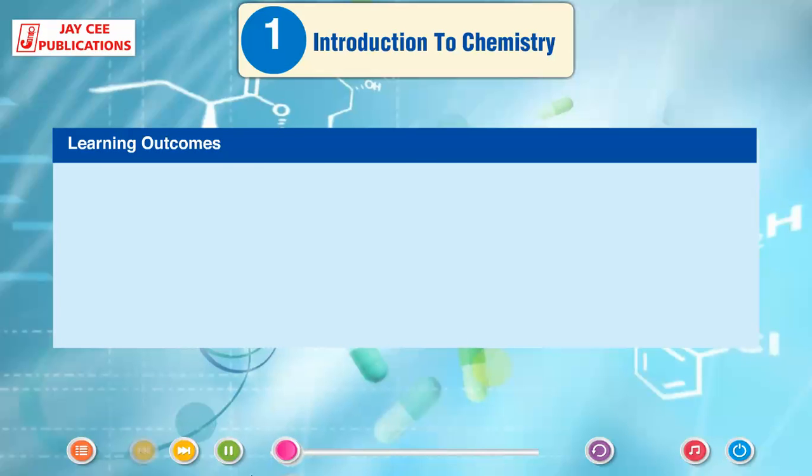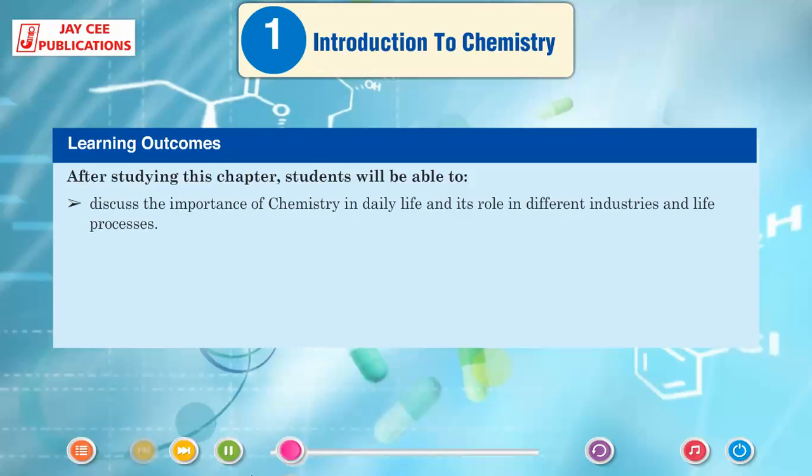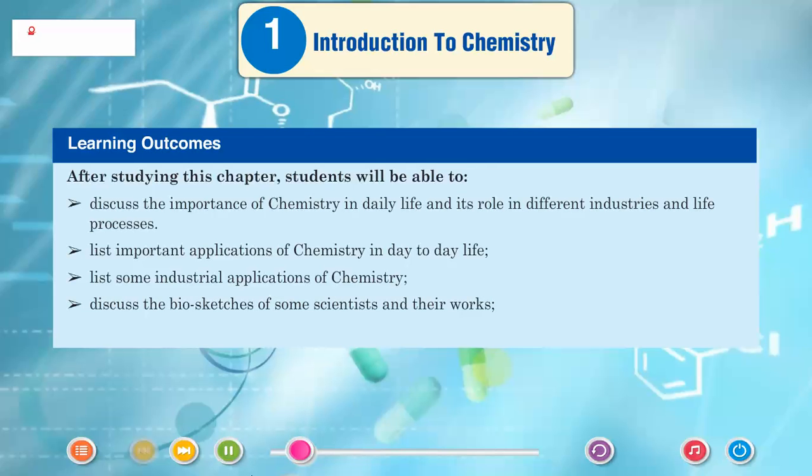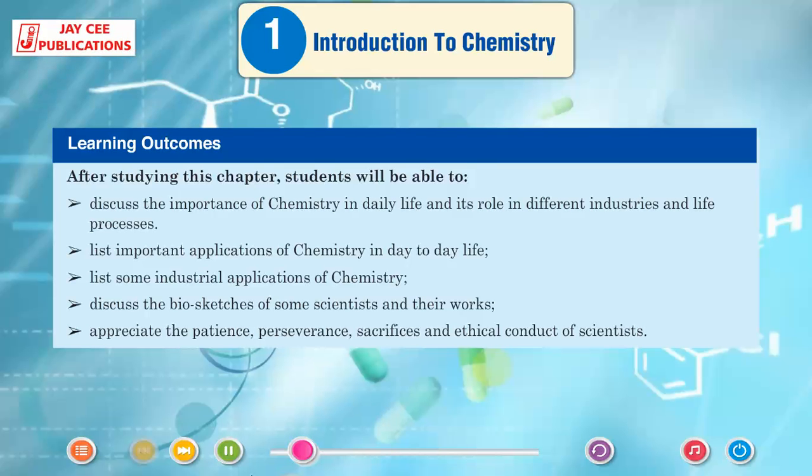Learning outcomes. After studying this chapter, students will be able to discuss the importance of chemistry in daily life and its role in different industries and life processes. List important applications of chemistry in day-to-day life. List some industrial applications of chemistry. Discuss the biosketches of some scientists and their works. Appreciate the patience, perseverance, sacrifices, and ethical conduct of scientists.